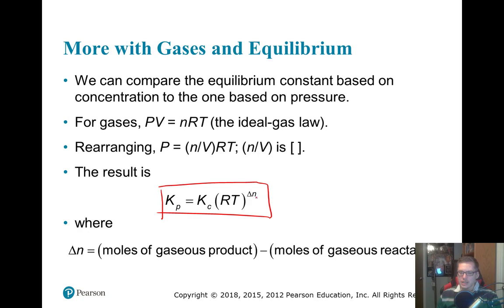And this delta n value, this is the kicker here. Remember, whenever we see a delta in science, we always do final minus initial. So in this case, it would be products minus reactants. Specifically, it's the moles of gaseous product minus the moles of gaseous reactants. Notice that the gaseous part is important because it doesn't make sense to talk about pressure of a solid or pressure of a liquid or pressure of something that's aqueous.